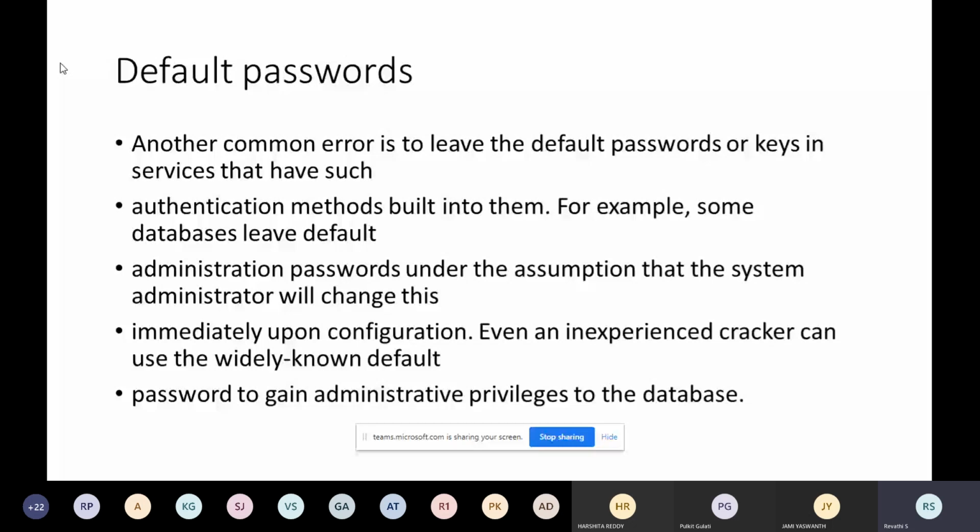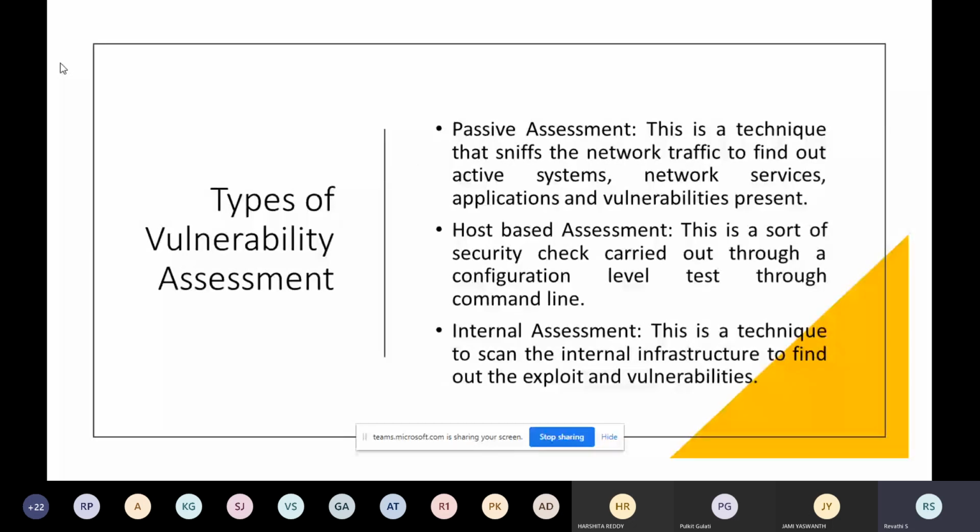Okay. So next are the types of vulnerability assessment: passive, host-based, internal assessment, active assessment. As I told you, active assessment is nothing but completely scanning the entire network and all the resources connected to it. Passive assessment is nothing but just understanding what packets are moving from one point to another point, who is doing that, and accordingly assessing.